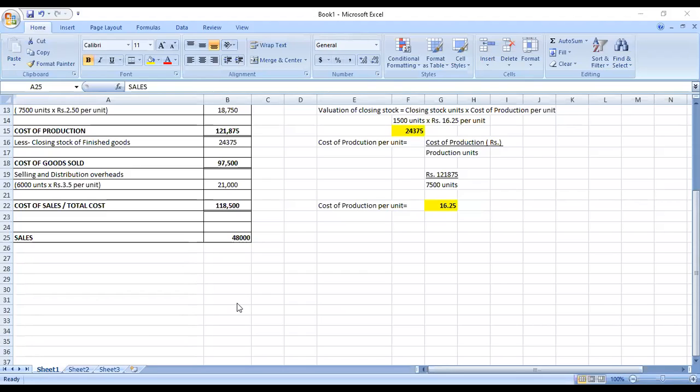How much, student? What is the balance? What is the balance, student? The cost is 1,18,500 and my sales is only 48,000. Sales is only 48,000. So there is a loss, of course, there is a loss. Yes or no, student? There is a loss of rupees 70,500. So you can add this word loss.